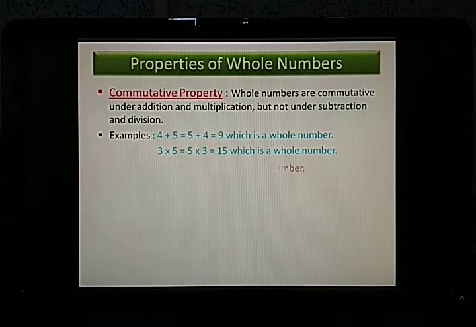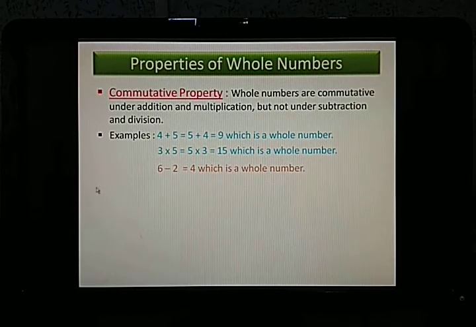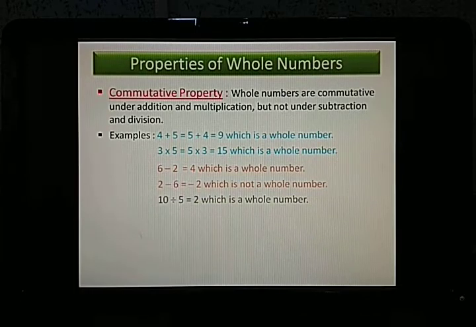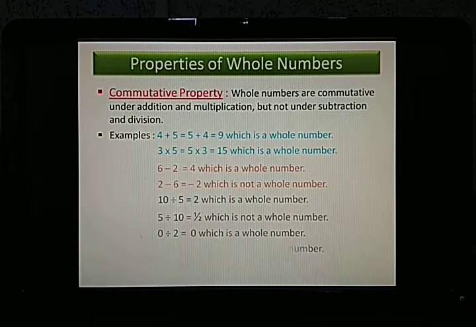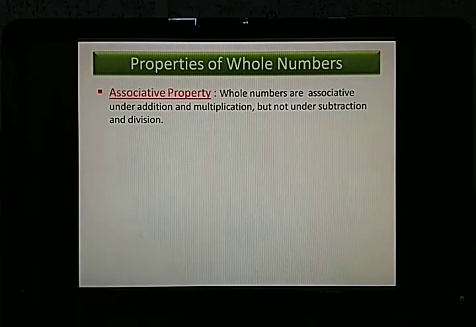But what about subtraction? This is one order, 6 minus 2. If we reverse the order, 2 minus 6, the result is not a whole number. So here the commutative property fails in the case of subtraction. In the case of division also, I have used the same examples. Division also fails. When we take 0, it is the same thing. So the commutative property also holds in the case of addition and multiplication only. Clear? Moving on to the next property, that is the associative property.